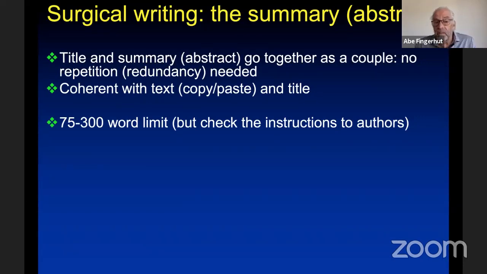It also has to be coherent with the text. And that's why I say, I don't write my abstract. I don't compose my abstract. Once I've finished my paper, I'm going to copy and paste particularities of the introduction, particularities of the methods, results, and conclusions into my abstract. I'm not going to invent anything new. Once again, title and abstract are written at the end.